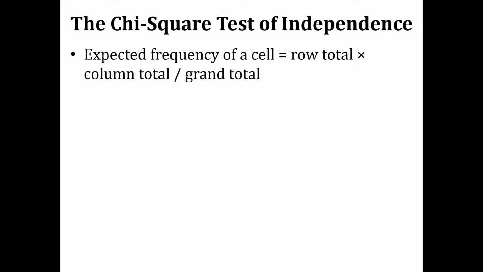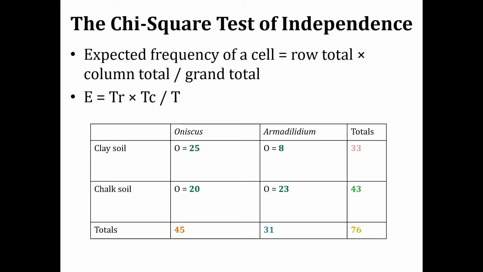Now, after stating the null hypothesis and the alternate hypothesis, what is the next step in chi-square? The next step is to calculate the expected frequencies. The expected frequency of a cell in a contingency table is calculated by a formula which involves multiplying the row total with the column total, and then dividing this by the grand total. So TR, the row total, and TC, the column total, are multiplied, and the answer is divided by the grand total.